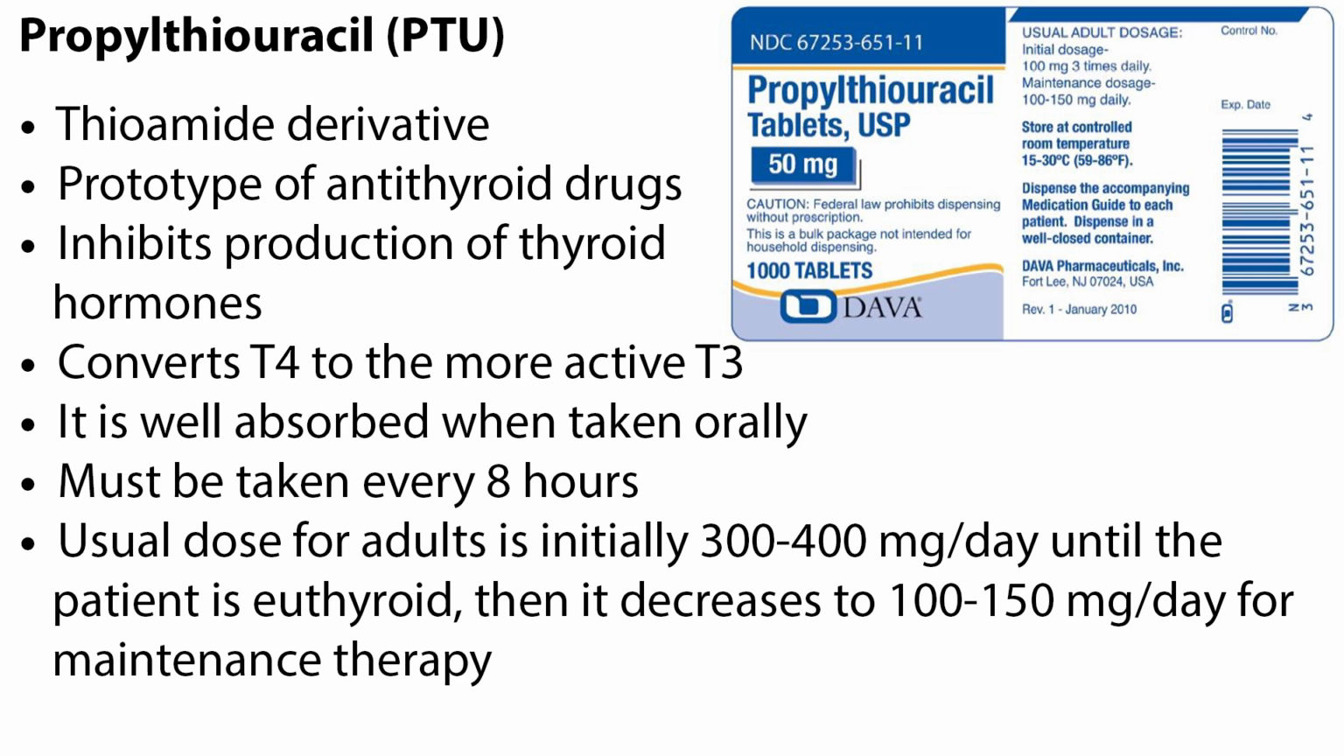Propylthiouracil, or PTU, is a thioamide derivative and the prototype of antithyroid drugs. It works by inhibiting production of thyroid hormones and converting T4 to the more active T3. It is well absorbed when taken orally, but the duration of action is rather short, so it must be taken every 8 hours. The usual dose for adults is initially 300 to 400 milligrams per day until the patient is euthyroid. Then it decreases to 100 to 150 milligrams per day for maintenance therapy.